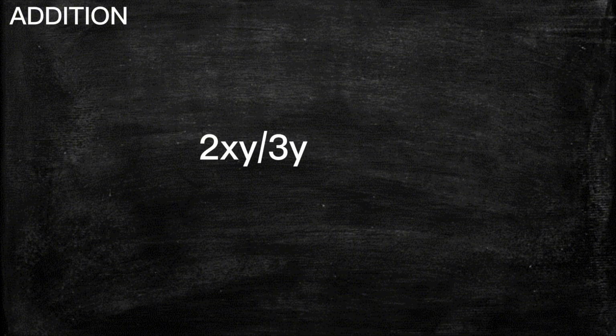Simplify 2xy all over 3y plus 4x all over 7. Now, the tip for you to solve this is just to look for LCM, and that's all. So it's time for you to solve. Pause the video right here. Don't go further because you have the answer there. Pause the video right here and try the problem.